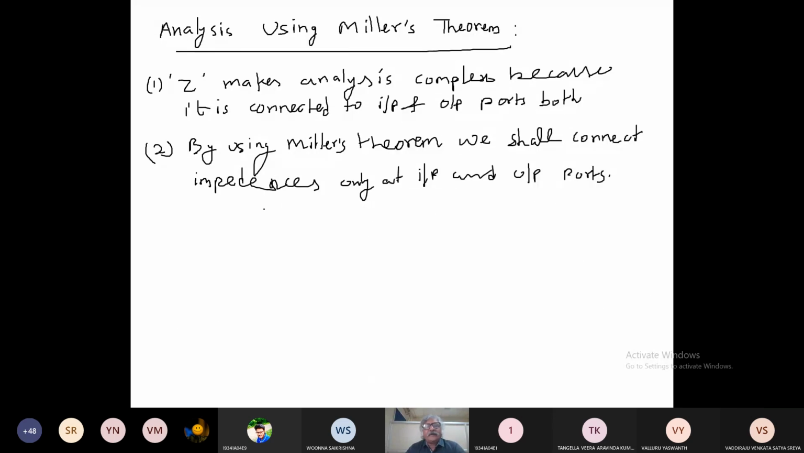This analysis we will do when we will discuss about the pi model. We have done the H parameter model. This is the last topic of third chapter, but this will be useful in the fourth chapter when we will do the pi modeling of an amplifier.